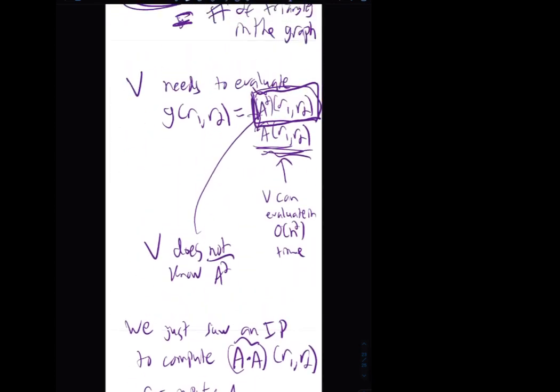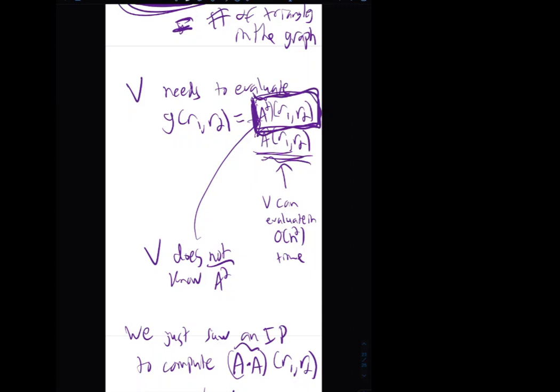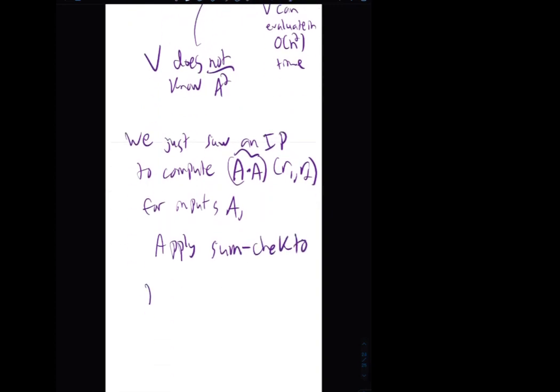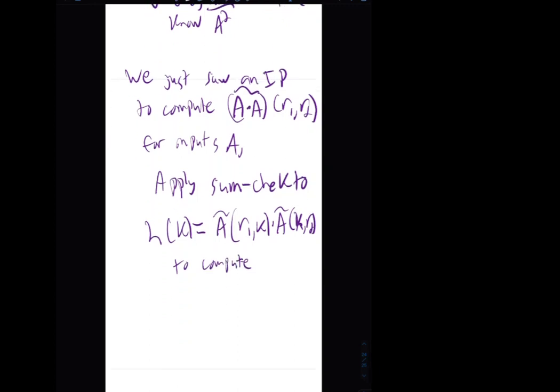So rather than the verifier evaluate A squared twiddle at R1, R2 on its own, it uses the interactive proof we just saw. So it applies sum check again, a second time, to, I'll call it maybe H of K now, which is A twiddle(R1, K) times A twiddle(K, R2). And that application of sum check will give exactly what the verifier needs, namely the relevant evaluation of A squared twiddle. Okay, so that's it.